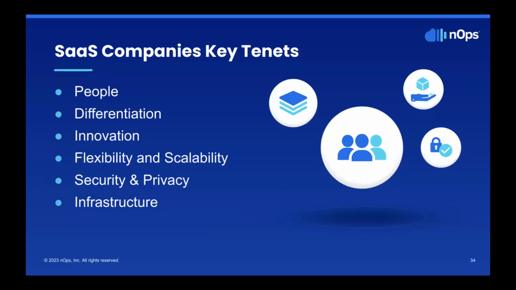SaaS companies are a phenomenon of maybe the last 8 to 10 years. And if you look into the key tenets of SaaS companies, the people come first: the founding team, the core team, which makes the product, which decides the roadmap, and decides the journey. That's the very first thing.